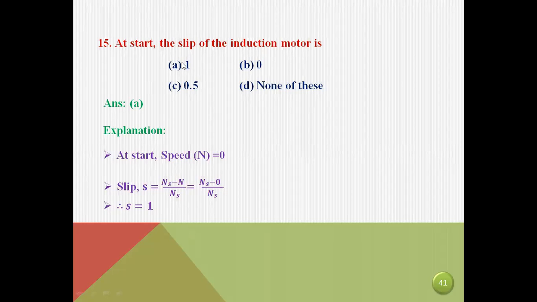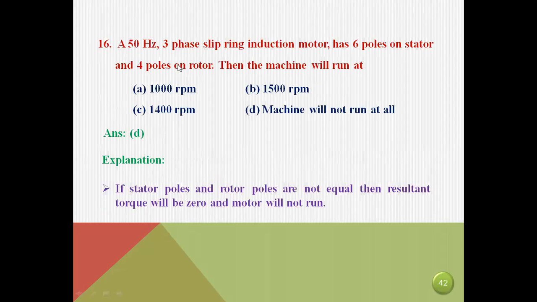If you are not getting that point, you can cross-check your answer with these equations, because we have seen slip equal to Ns minus N upon Ns. We are supposed to take it at start. At start, the rotor will not rotate, so the speed of the rotor will become 0. If we put 0, you will get s equal to Ns by Ns, so you will get s equal to 1. So we can say at start, the slip of the induction motor will become 1.